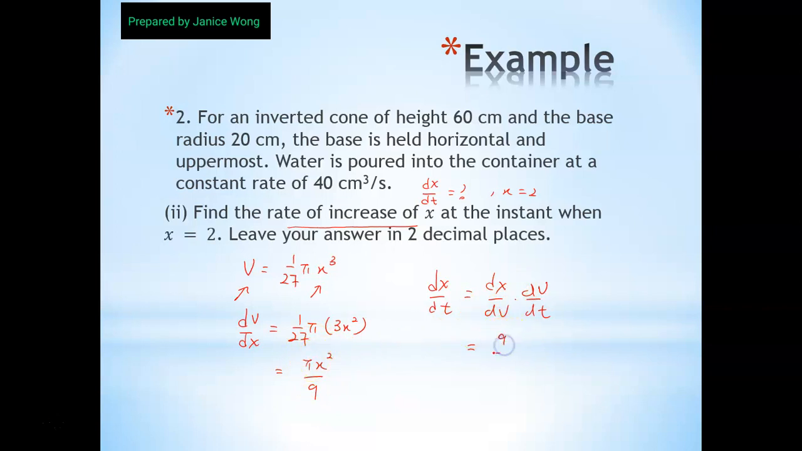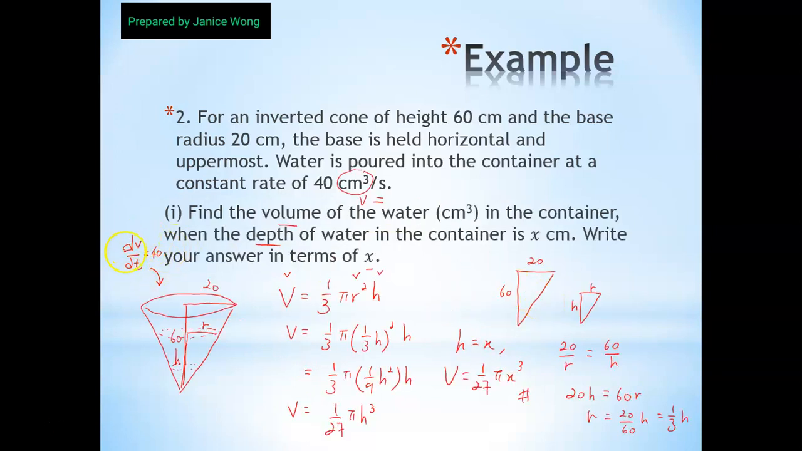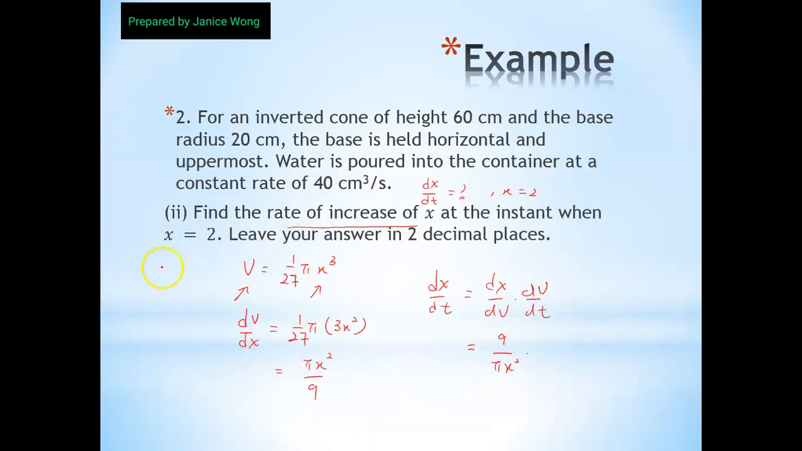So it will be 9 over pi x squared times dV over dt, which was given by the question as 40. So times 40, substitute x equals 2. So we get 360 over pi times 4, since 2 squared is 4, equals 90 over pi. This is the rate of change of x. x is the depth, so the height, in cm per second.